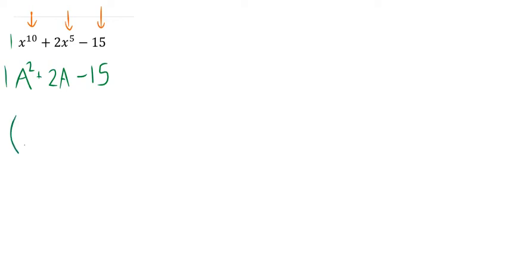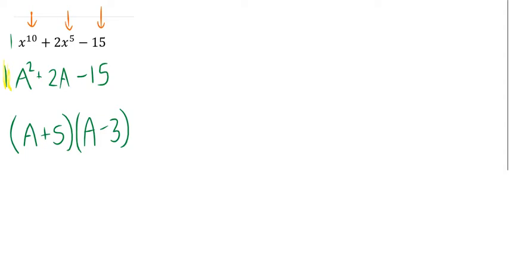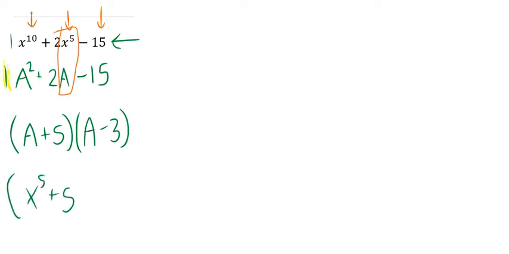This quadratic would factor into a plus 5, a minus 3. It's easy to factor because it's the version of factoring where there's no leading coefficient. A plus 5, a minus 3 is how this quadratic factors. How the original problem factors, I have to switch back to x's. I realized that x to the 5th and a were the same thing, so I'm going to change this to x to the 5th plus 5, x to the 5 minus 3.